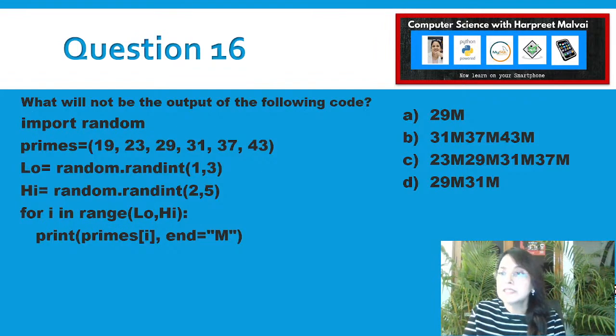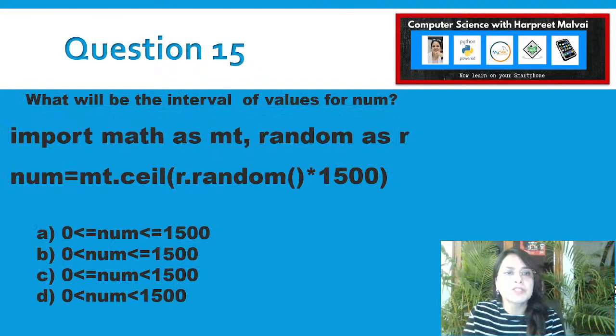Okay, Dharmendra says if seal was not used, option C would be the correct answer. Let me just check. Yes, you're right, Dharmendra. C would have been right had we not used seal, but we've used seal, so that's going to give you A as the correct answer. All right, I hope you get this.